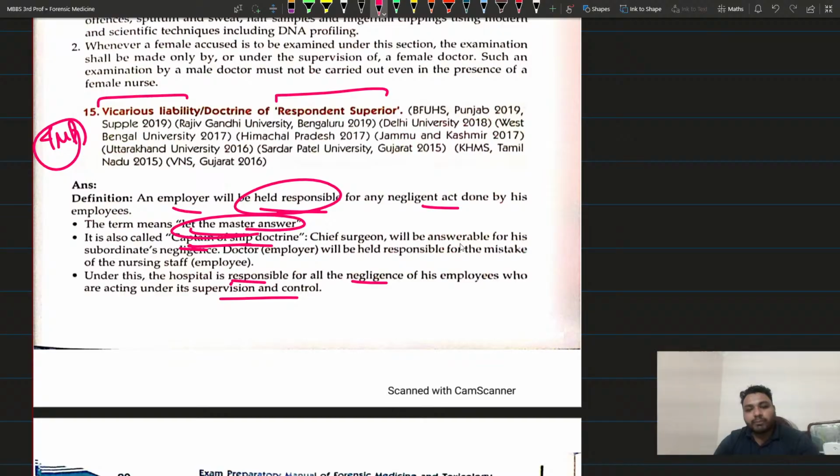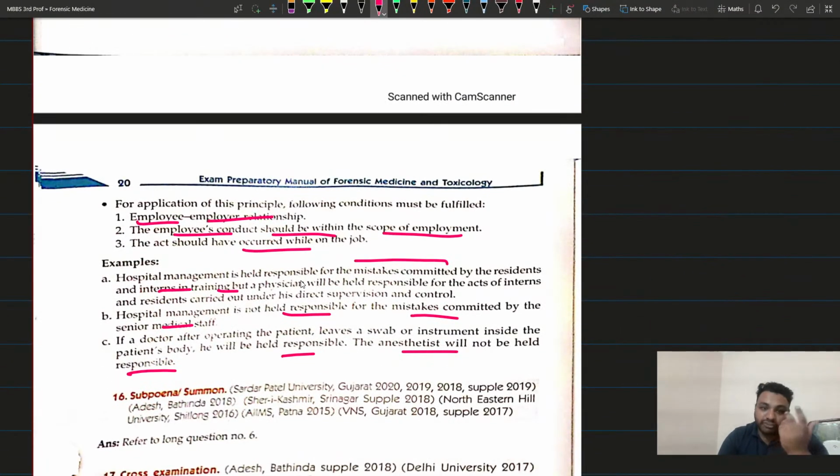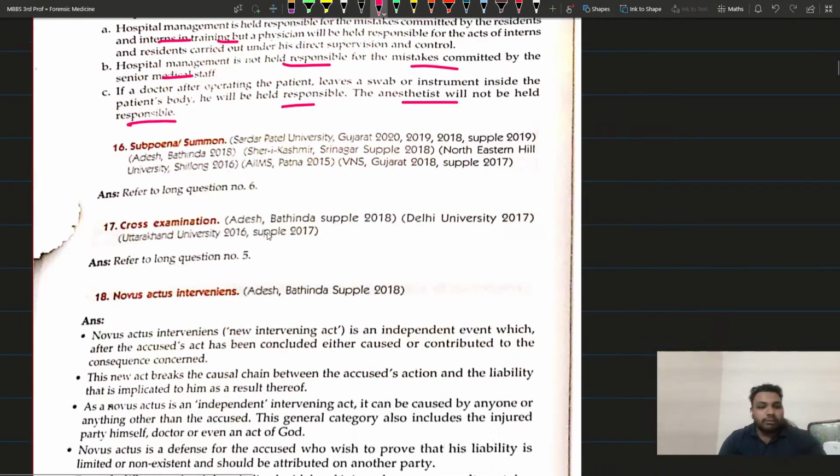So the captain of the ship doctrine: the chief surgeon, and the hospital, is responsible for all the negligence of his employees who are acting under his supervision and control. The application of this is the employer-employee relationship. The employee's conduct should be within the scope of employment. The act should have occurred while on the job.